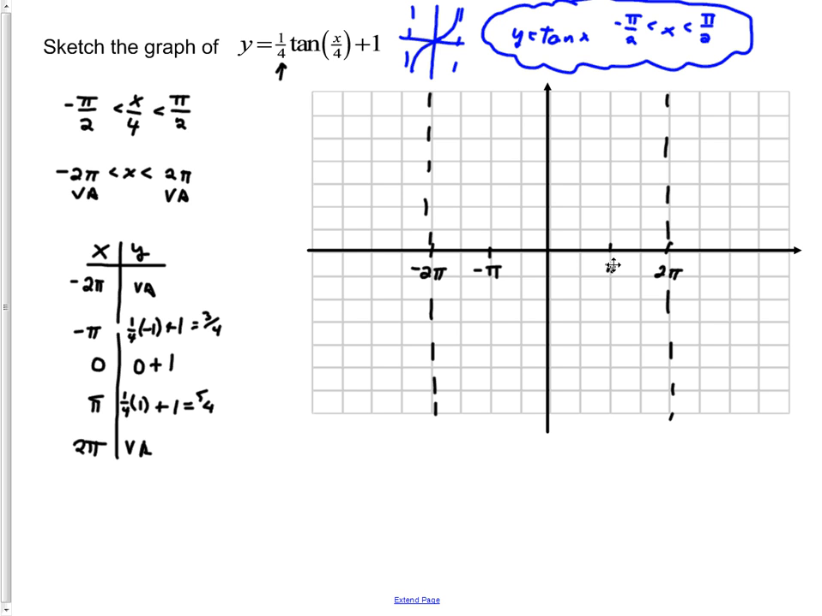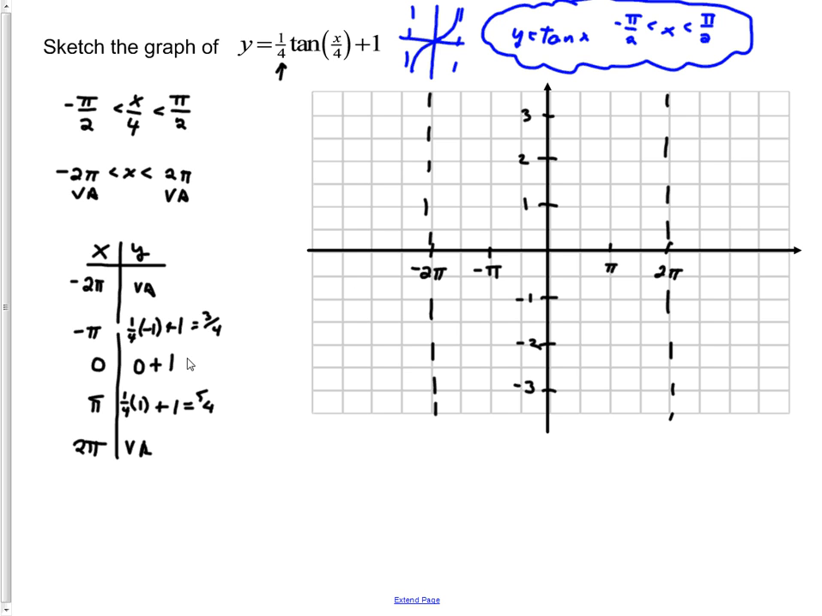So let's see, how should I mark my axis? Well, in this case, let's make each of these marks equal to about a half. So here's 1, here's 2, here's 3. Of course, here would be -1, -2, and so on. I leave myself a little bit of room so I can work with this.